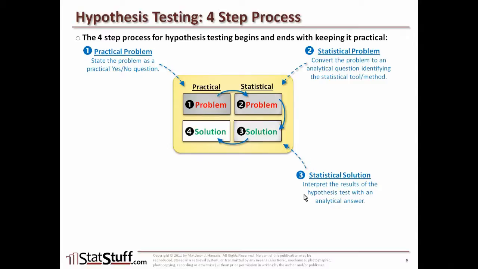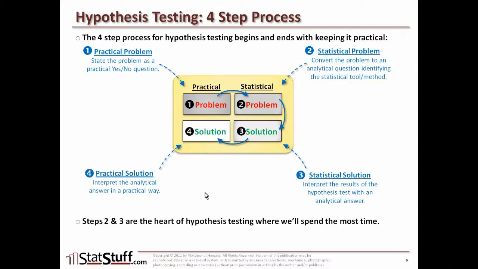That's where we're going to interpret the results of the hypothesis test with an analytical answer. Again, keeping it relatively statistical, we're doing the interpretation of that problem and the interpretation of the results of that test that we applied. And then finally, once we have the statistical solution, we're going to convert that to a practical solution. We want to interpret it in such a way that it makes sense, and make it practical and relevant so we can apply it effectively.